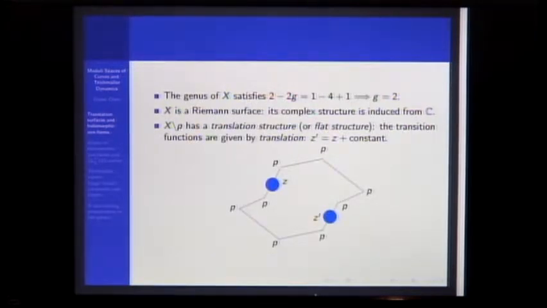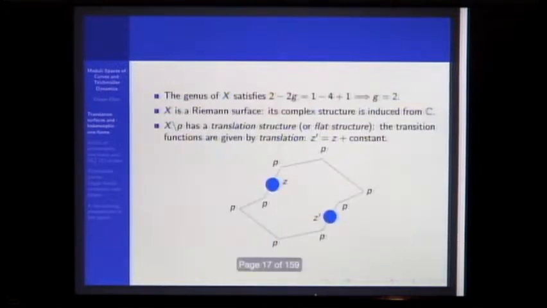And so away from the special vertex P, this surface has a translation structure in the first definition. Because if I take a point here, even on the edge, as long as it's not P, this edge and the other one glue together by translation. That exactly means the coordinate change is given by z' equals z plus some constant, the difference when you move this vector to the other one. So they satisfy this translation requirement in the first definition.